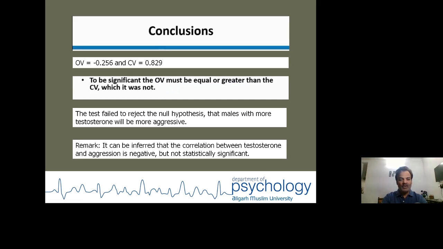Conclusion: the observed value is minus 0.256 and the critical value is 0.829. To be significant, the observed value must be equal to or greater than the critical value, which is not the case. The test failed to reject the null hypothesis that males with more testosterone will be more aggressive. It can be inferred that the correlation between testosterone and aggression is negative but not statistically significant.